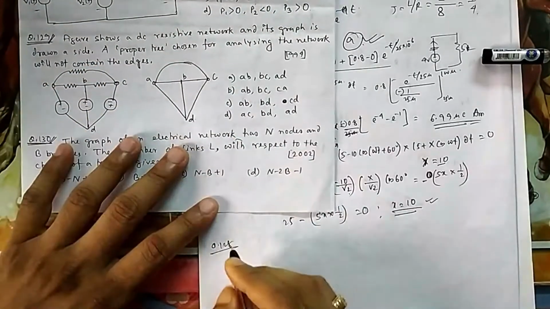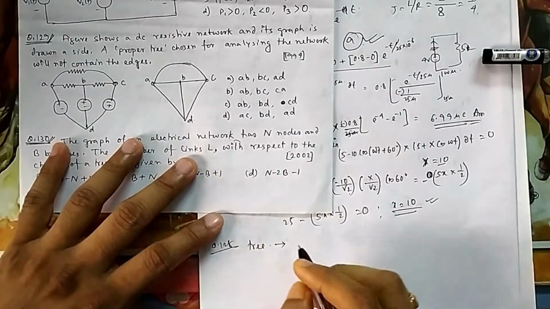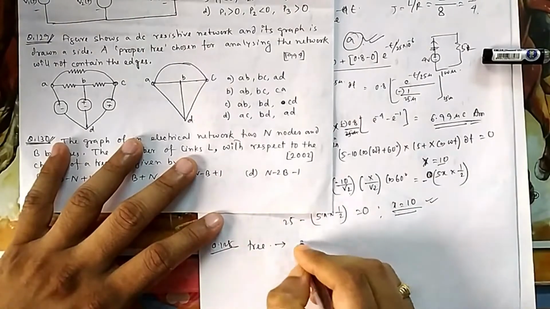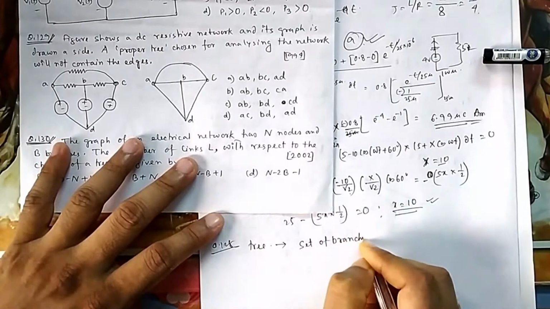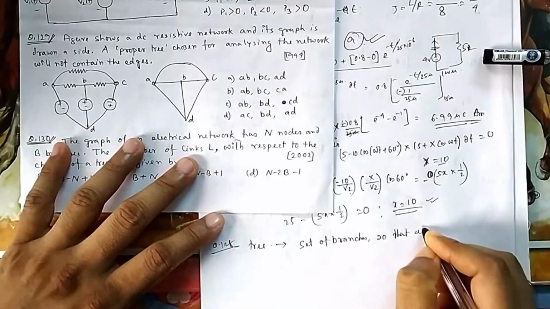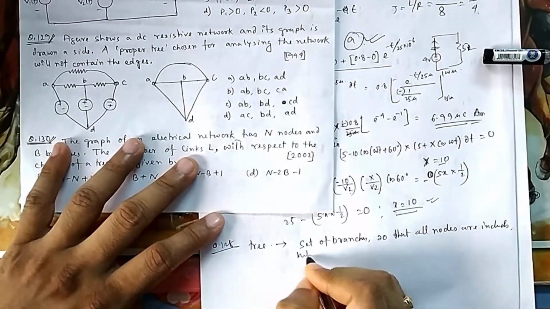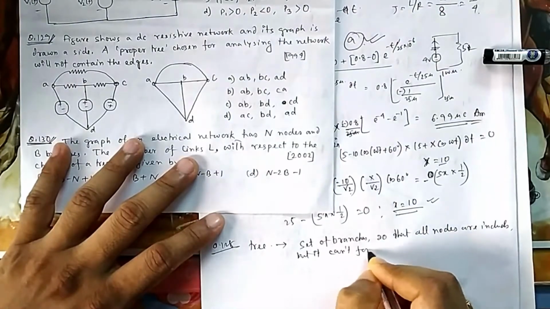Now what is a tree in the case of graph theory? A tree is a set of branches so that all nodes are covered, all nodes are included, but it cannot form a closed loop. It cannot form a closed loop.